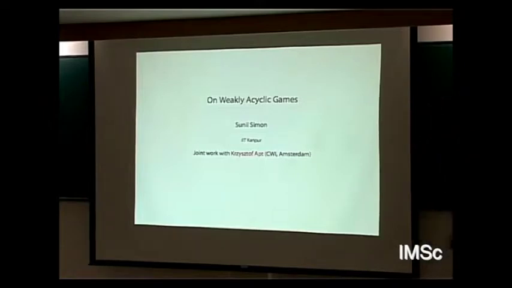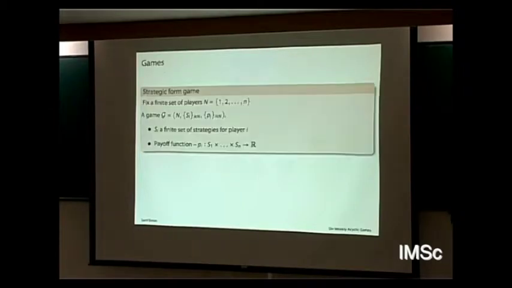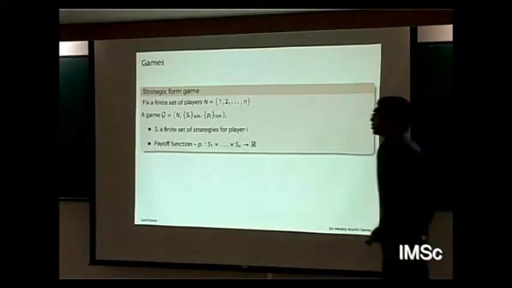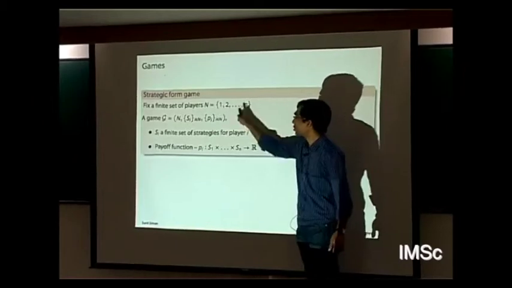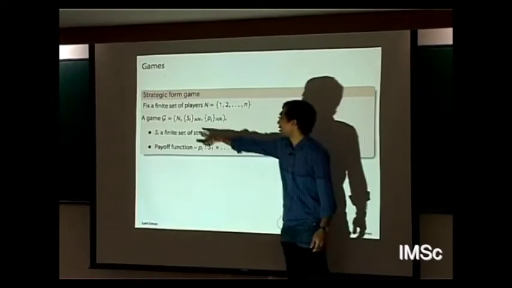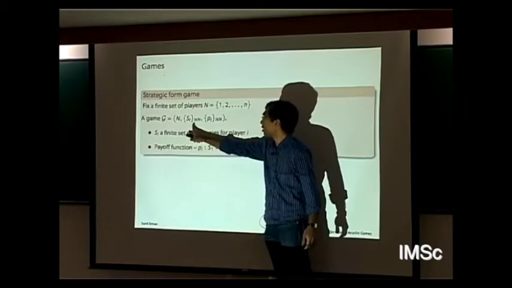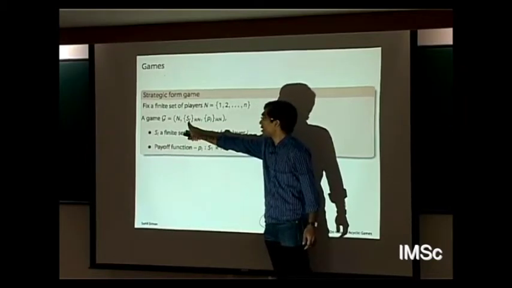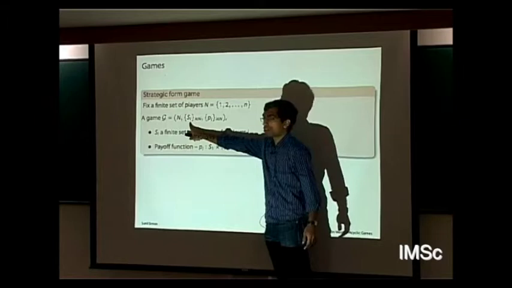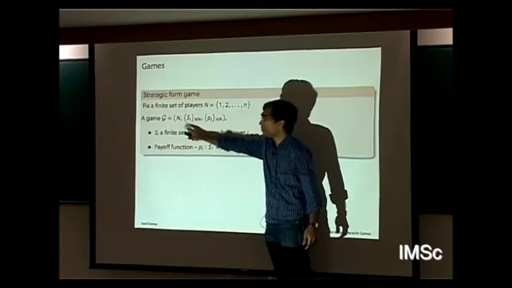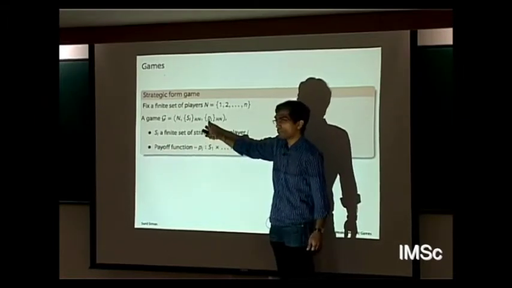Okay, so let me just quickly go through the basic definitions so that I get the notations correct, which will be used later. So a strategic form game, you have a finite set of players, 1 to n, and a game is represented as a tuple like this. So you have the set of players. For each player i, you have a set of strategies, and for this talk we'll assume that this set is finite. And for each player i, you have a payoff function.